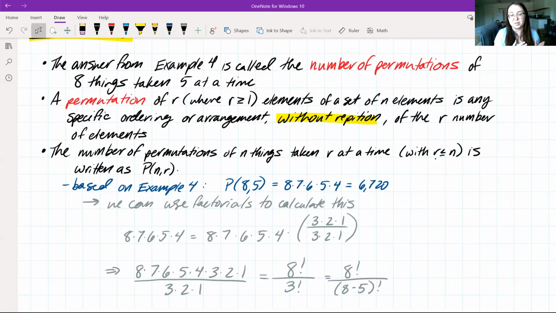So when we do this, we know it's going to be 8 times 7 times 6 times 5 times 4. So we see there's going to be 5 events, or in this case, we're going up to m sub 5. And we know that that's 6,720 options.